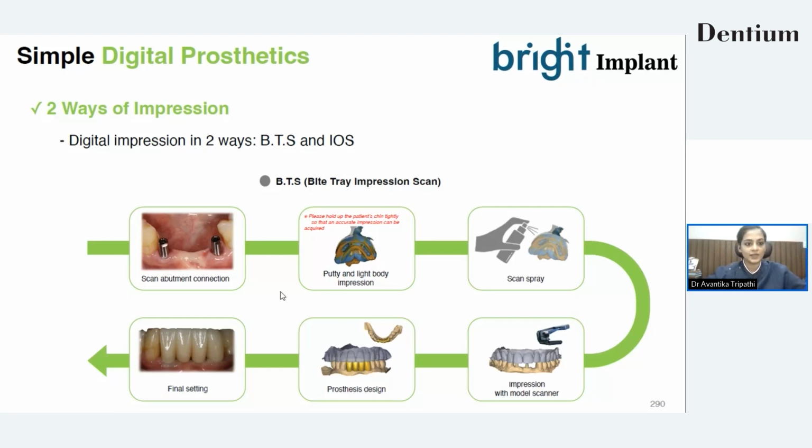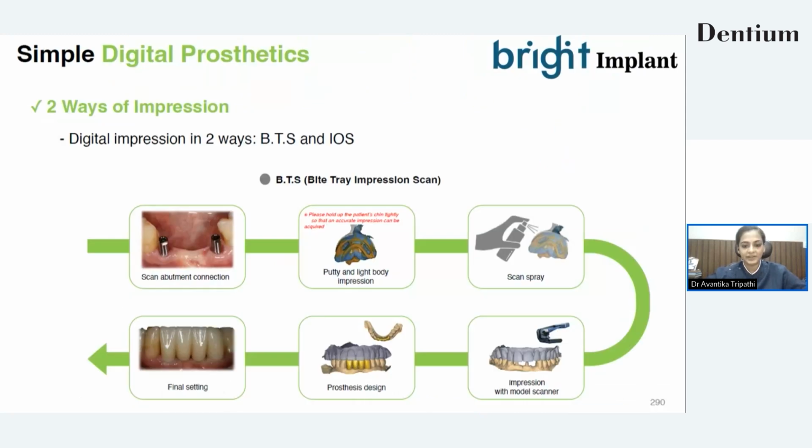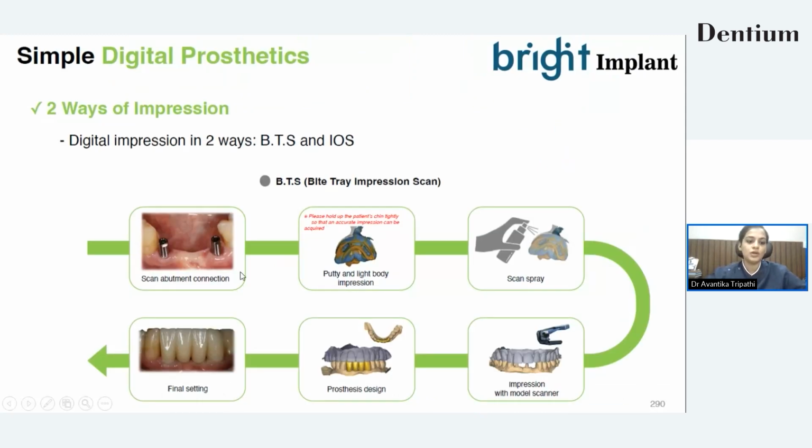So in the bite tray scan method, we are going to put the digital abutments and make an impression. We are going to share this impression with the lab. They are going to put scan spray over it, and then scan it with the model scanner, and then they are going to design the abutments and the prosthesis, and then deliver it. They are going to give it to us, and we can deliver it to the patient.